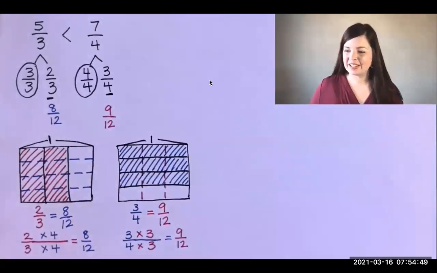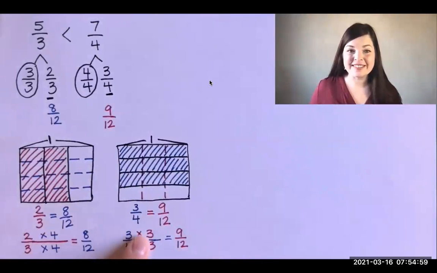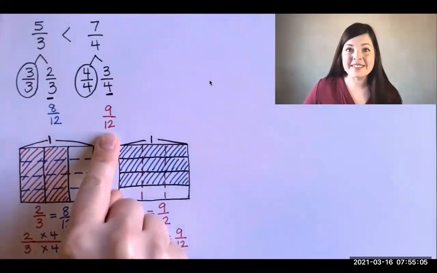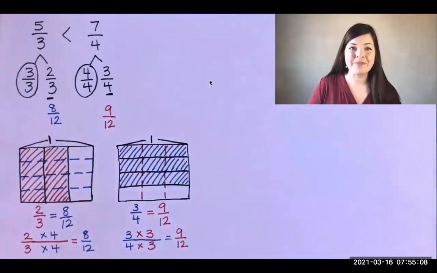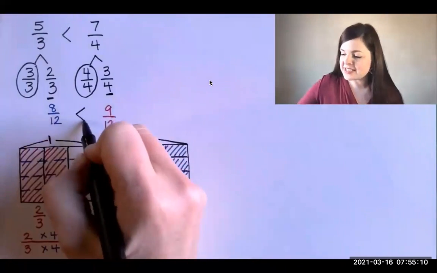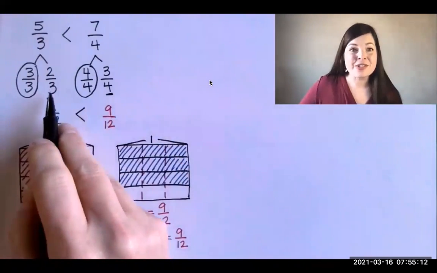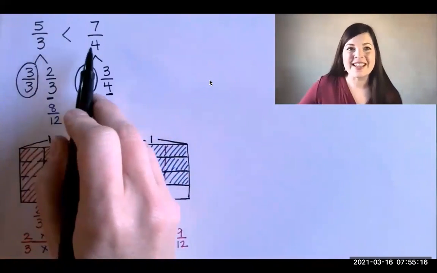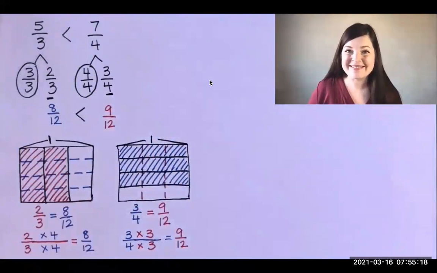Welcome back. Compare your work to mine and make any changes if you need to. Did you notice that again, we multiplied the numerator and the denominator of one fraction by the denominator of the other fraction? And now that we have like units, we have 12ths, 8/12 and 9/12. The fractions are easy to compare. 8/12 is less than 9/12, so that tells us 2/3 is less than 3/4, which tells us that 5/3 is less than 7/4. We were right.